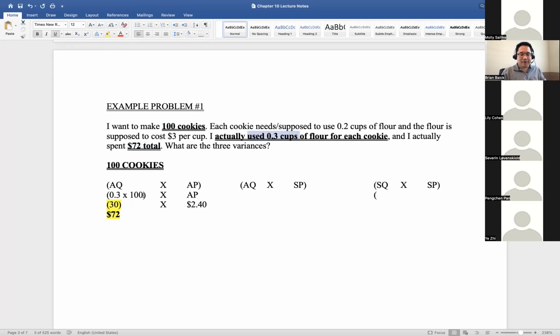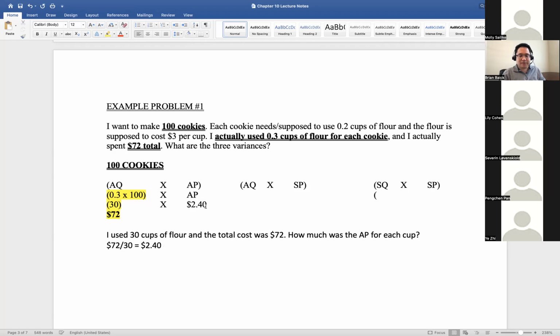0.3 cups of flour. So 0.3 times 100 is 30. It means I used 30 cups of flour, and the total cost was 72. So how much was the actual price for each cup? Oh, okay, yeah, got it. So it takes 72 divided by 30 equals $2.40. That's $2.40 here. Thank you. Sure, no problem.